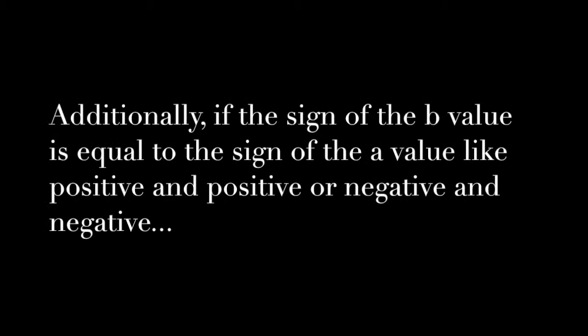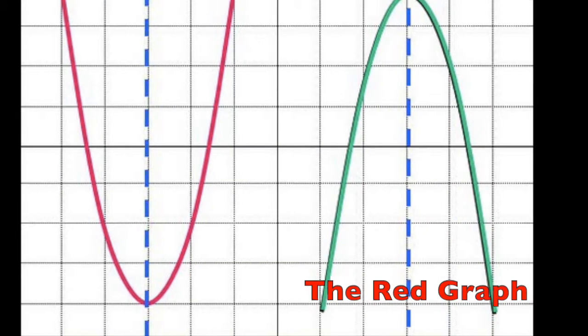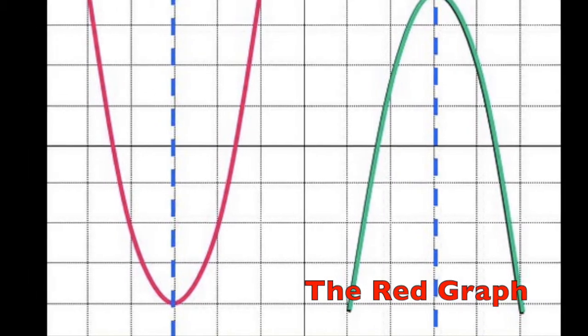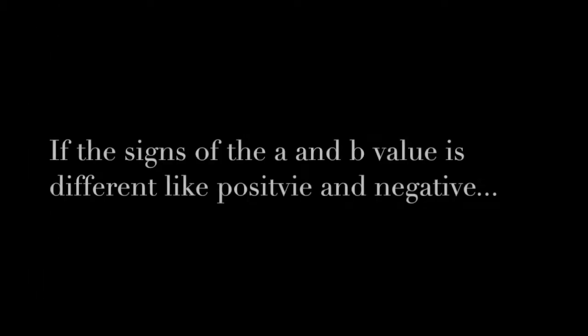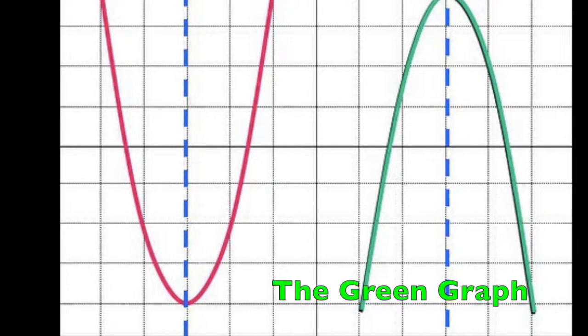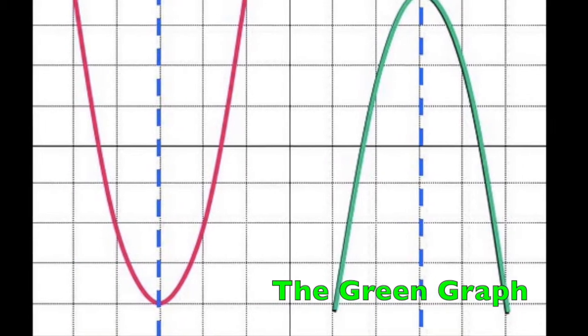Additionally, if the sign of the b value is equal to the sign of the a value, like positive and positive or negative and negative, the axis of symmetry or mirror line will be on the left side of the graph. If the signs of the a and b value are different, like positive and negative, the axis of symmetry will be on the right side.